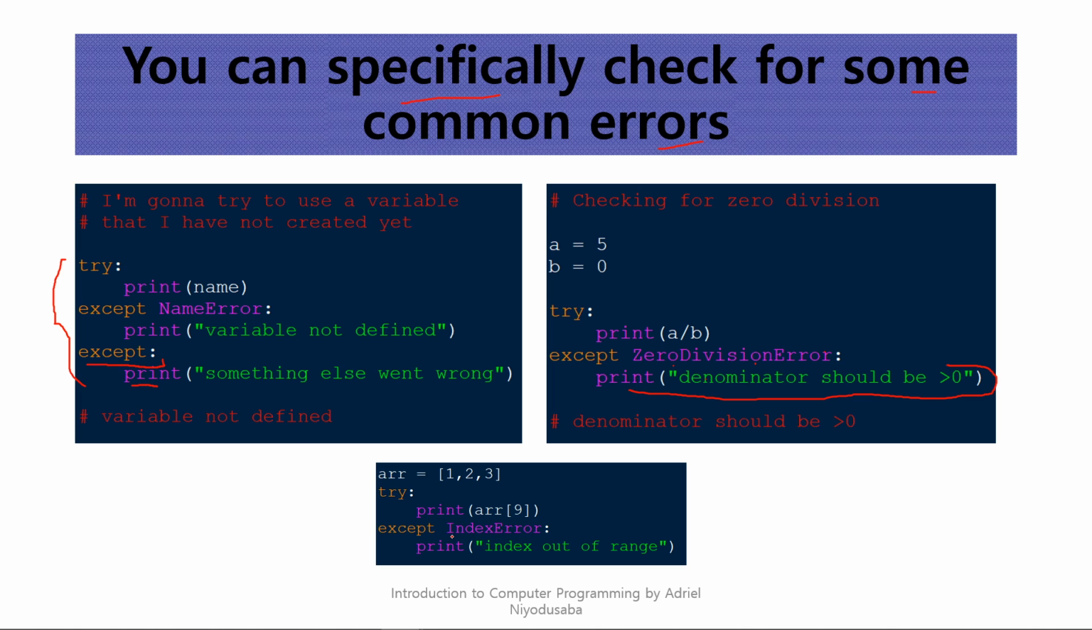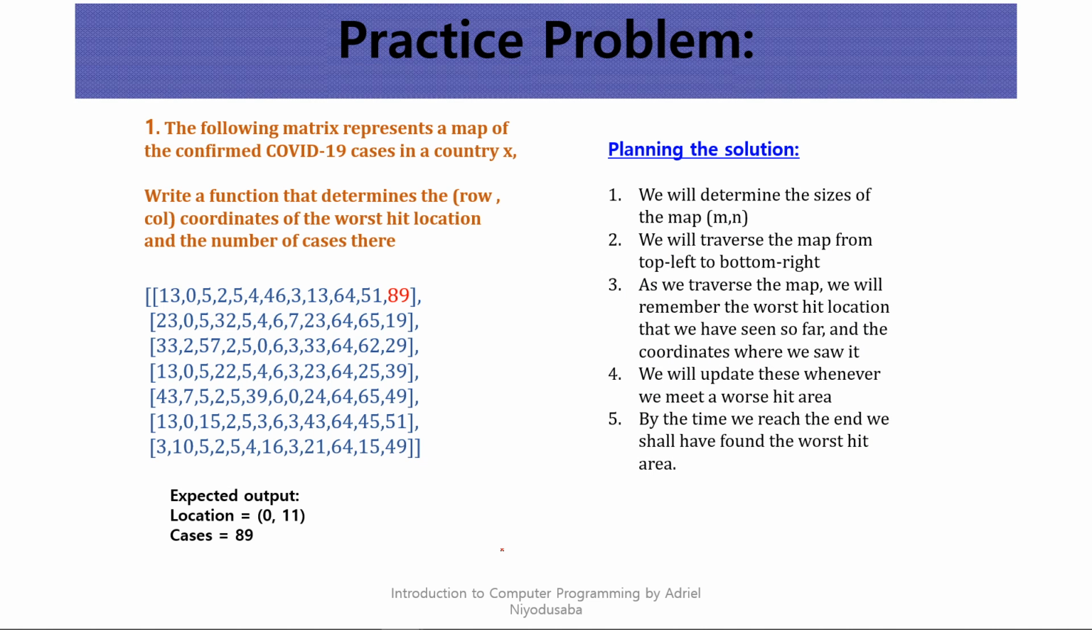There is also something called an index error, which is simply where you are trying to access an index which is not available in a list. So the maximum index here is 2, but you are trying to access 9. So you can give a useful message which tells the user that the index error happened.